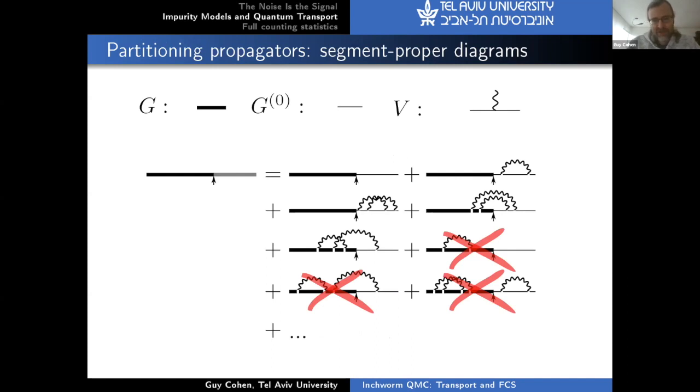In inchworm Monte Carlo, what we do is we express this series for a long propagator, a propagator over a long time interval, in terms of a full propagator over a shorter time interval, and bare propagators. And it turns out that we can express a very efficient series in these terms by recycling information from a short time propagation.